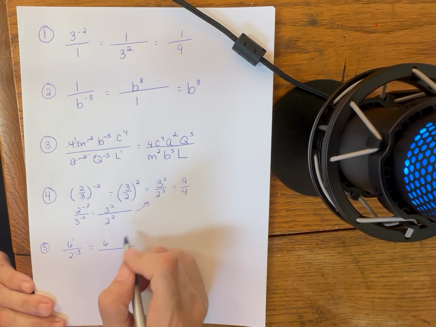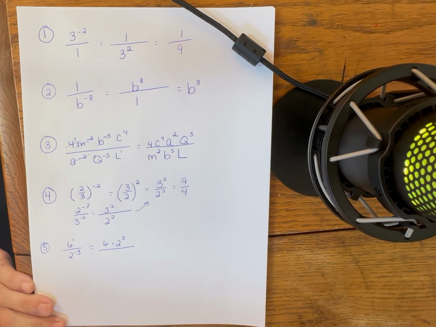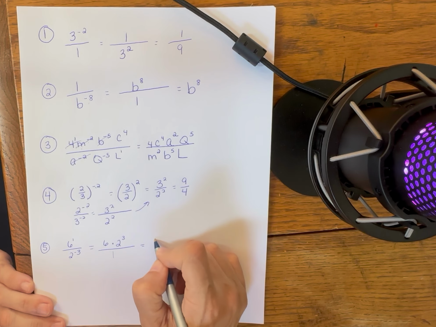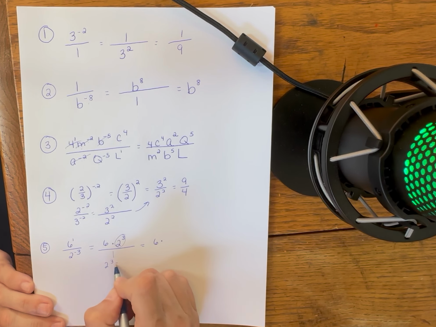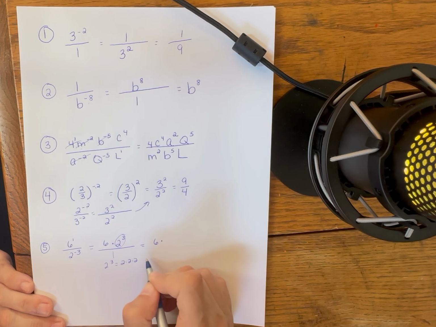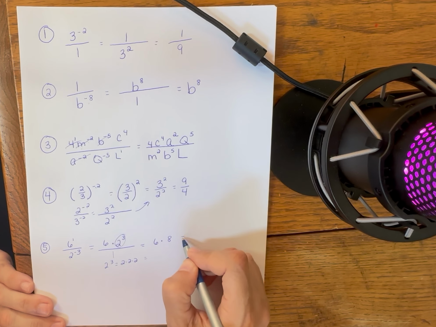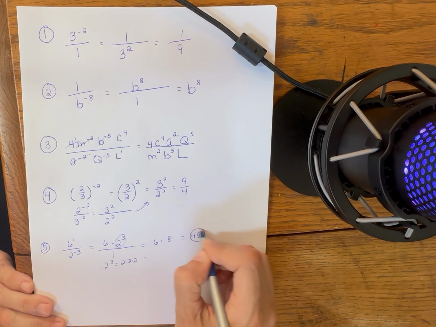And everything, again, is multiplying, so it's times 2 to the 3rd. There's nothing left on the bottom. If you want to put a 1 there, you can. And then you got 6 times 2 to the 3rd. Remember, 2 to the 3rd, 2 times 2 times 2, 8. And 6 times 8, 48.